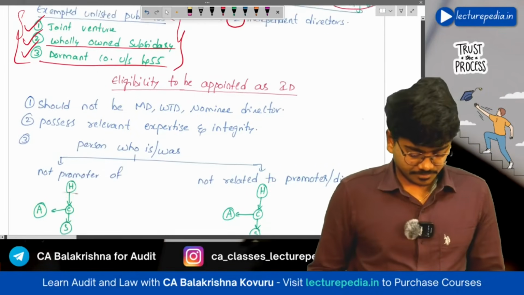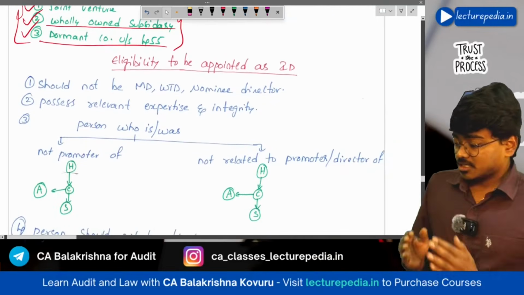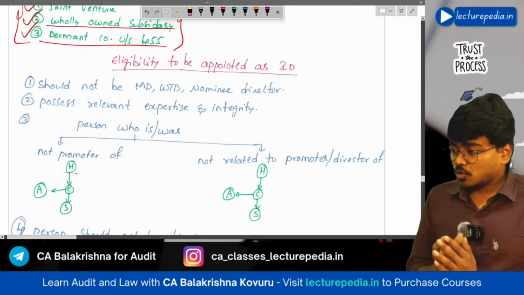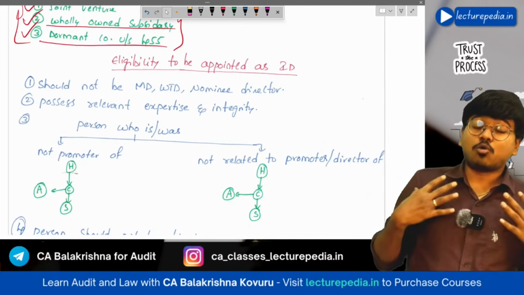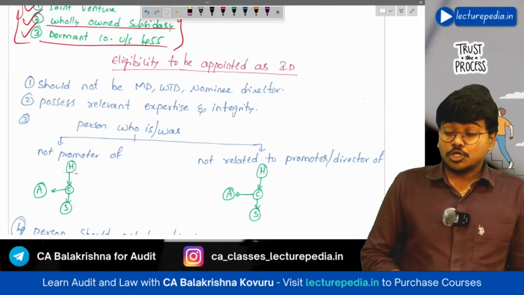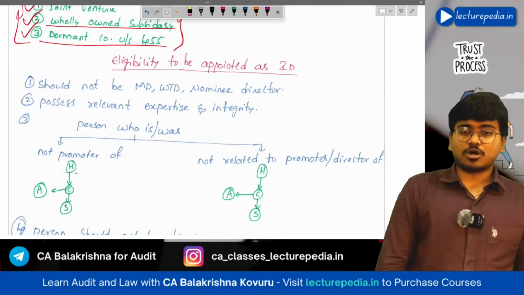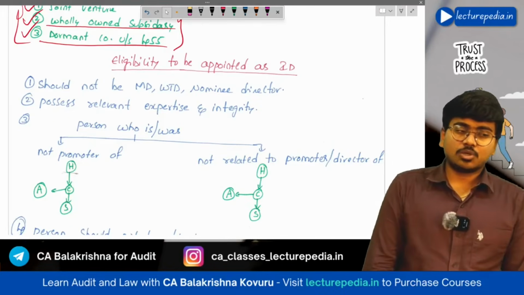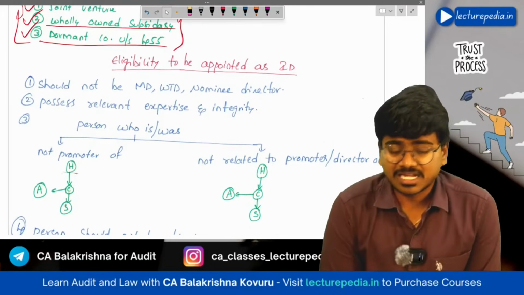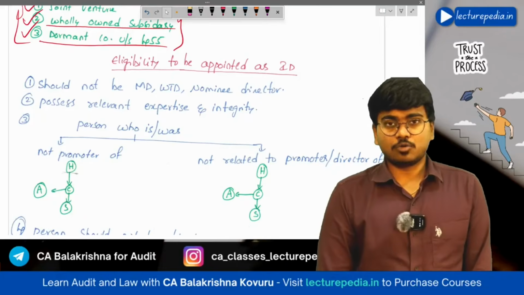Next, eligibility to be appointed as an independent director. The person whom you are going to appoint as an independent director must possess certain qualifications. You have to appoint only such a person who has such qualifications. You cannot appoint a random person as an independent director. He must possess certain qualifications.